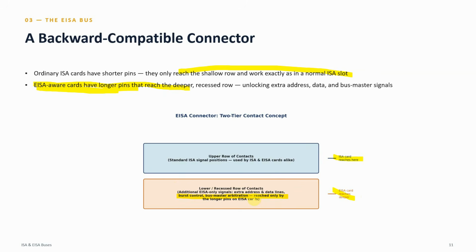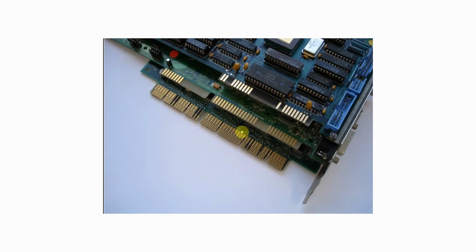Let's say you have an EISA slot present with you, and you can also use an ISA card, and also you can use an EISA card. Now, this is what I was talking about. So you have the shorter ISA pins and you have longer EISA pins which can enter the deeper EISA slots. Okay, this is what EISA helps us with.